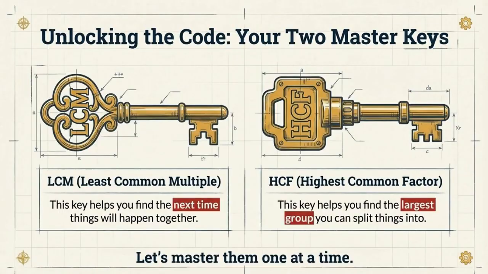Unlocking the code. Your two master keys. To break this code, you need two master keys. Key 1 is LCM. Think of this key as a time machine. It helps you find the next time things will happen together. Key 2 is HCF. Think of this key as a slicer. It helps you find the largest group you can cut things into. Let's master them one at a time.